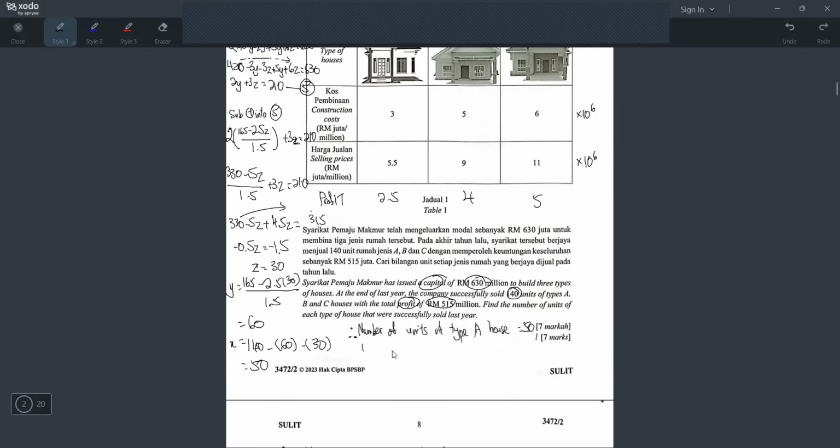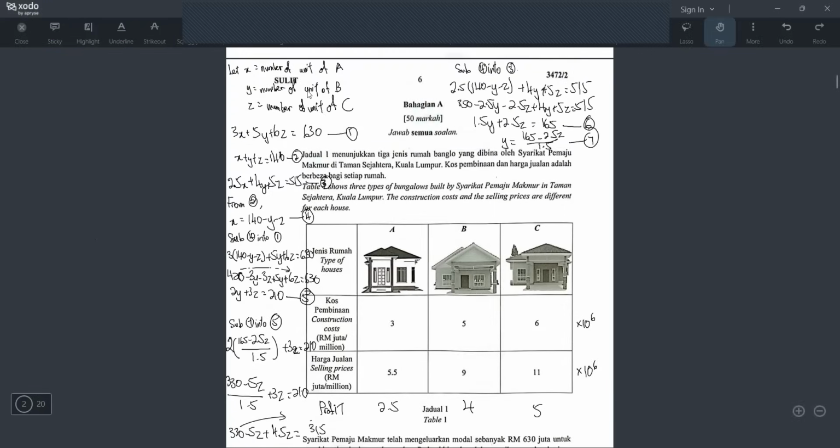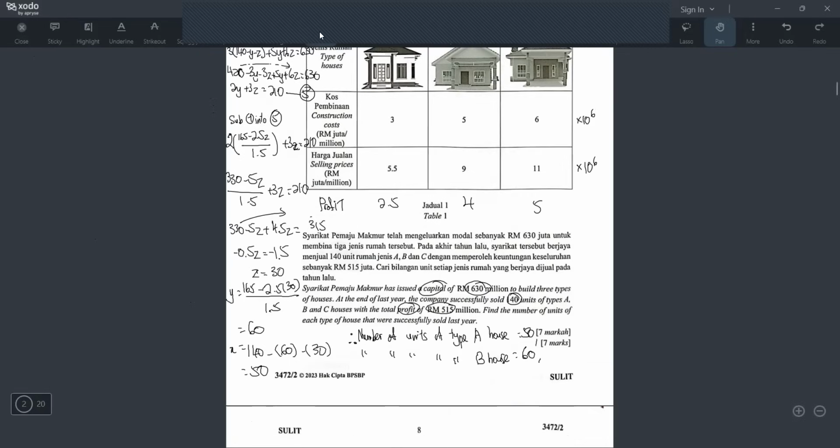And then number of units of type B house is, what is y? 60, right? Because I already let the number of unit type B becomes y here, right? And then the last one, number of C unit is z. So z must be 30, right? And then here you write number of units of type C house is 30, right?